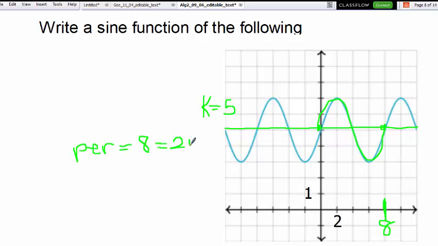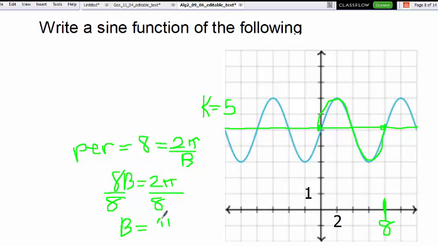And that equals 2 pi divided by b. So when I cross multiply, I get 8b equals 2 pi. And dividing by 8, b ends up being something with pi in it this time, which is perfectly okay, pi over 4. So it turns out that I have a couple things going on. The last thing I need to find is my amplitude. I'm going up 2, down 2 from the center line. So A is 2.